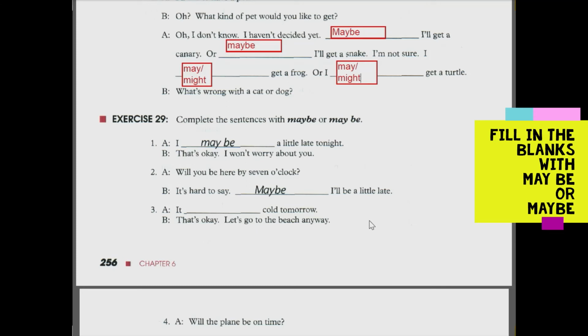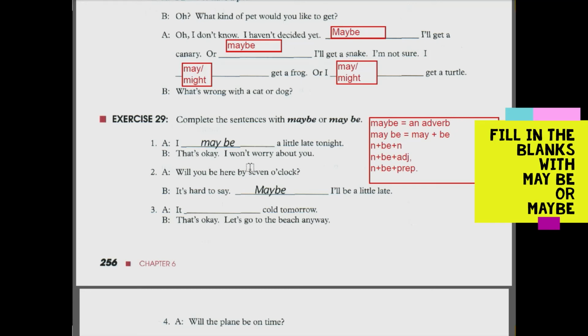Maybe one word or maybe two words. I'm going to give you some clues. Maybe is an adverb. Well, may be is may plus be. So remember, we use noun plus be plus noun, noun plus be plus adjective, and noun plus be plus preposition. This is the rule of using to be.